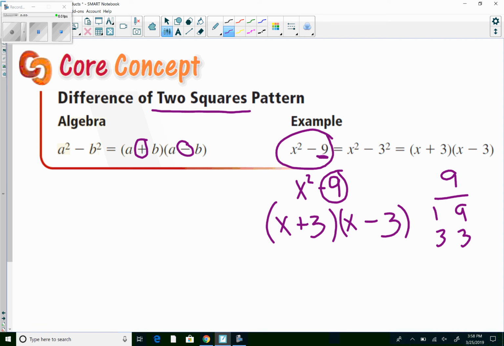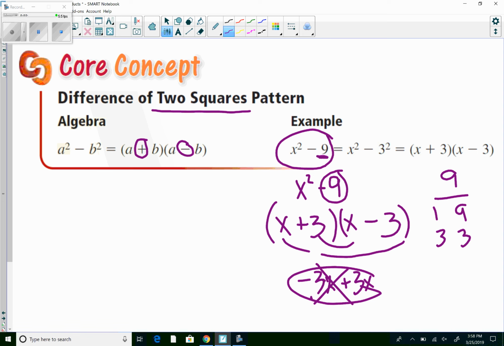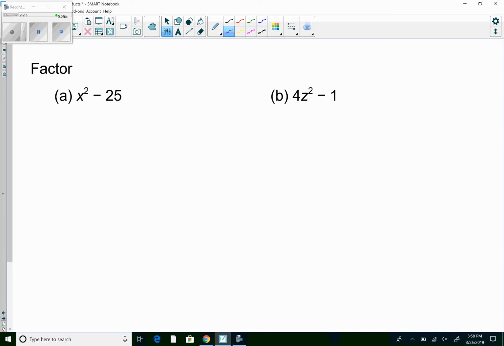Again, if we think about our factoring, when I do my outsides and my insides, I get negative 3x and positive 3x. So these just cancel each other out. That's the basic gist of our first page of examples. Let's take a look at these two examples, and then I'm going to encourage you to do the next 4 on your own.